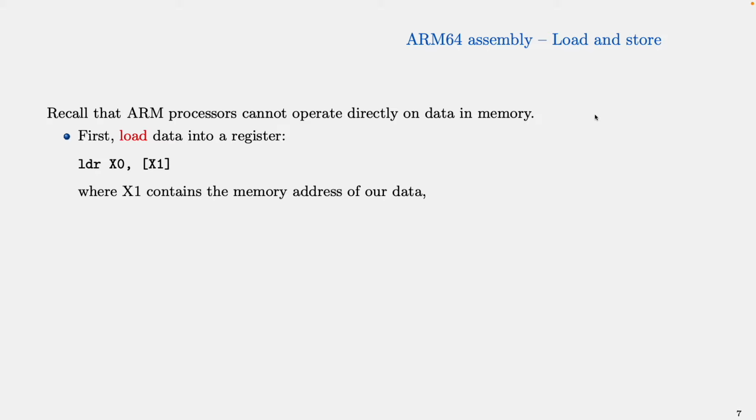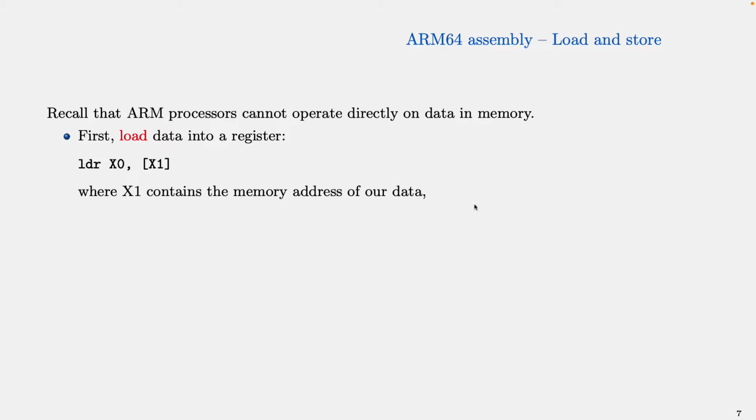As I said before, ARM processors cannot operate directly on data in memory. So first we have to load the data into a register. So for example, we load it into X0 and we take the data from the address that is contained in X1. So this is indicated by this notation. The brackets around the register name mean you take the content of the register as an address, and then you take the data that is stored at this address. And the LDR is the load instruction into a register.